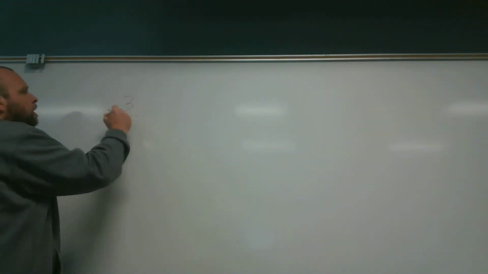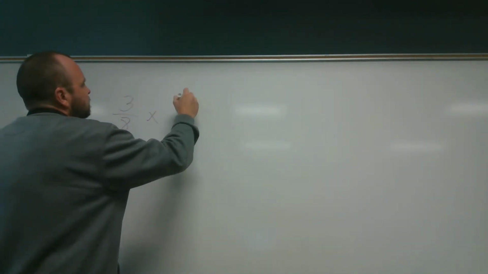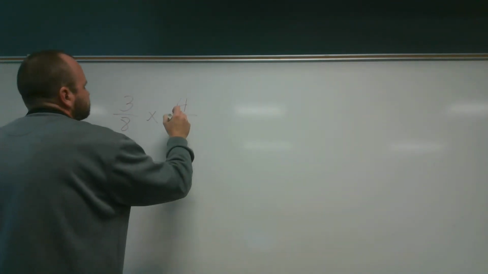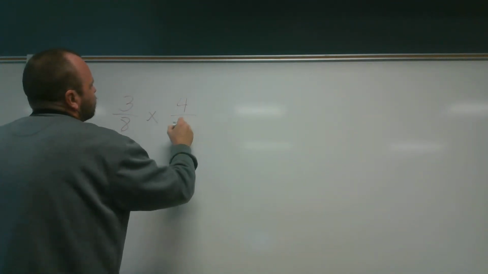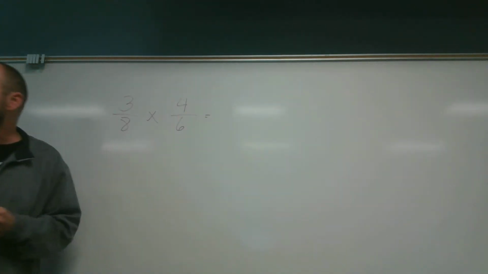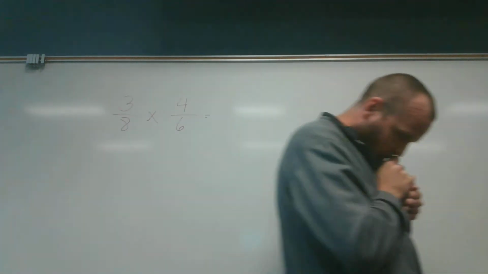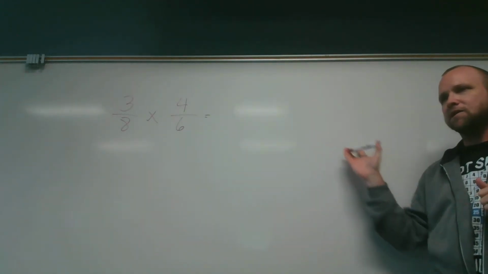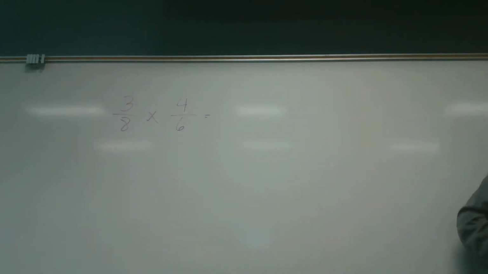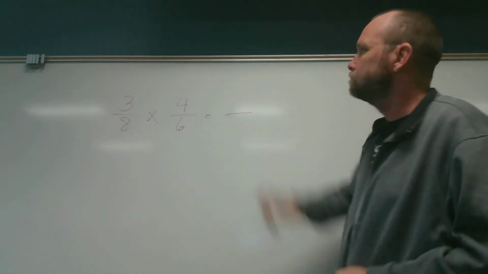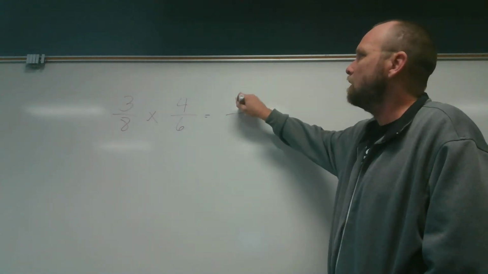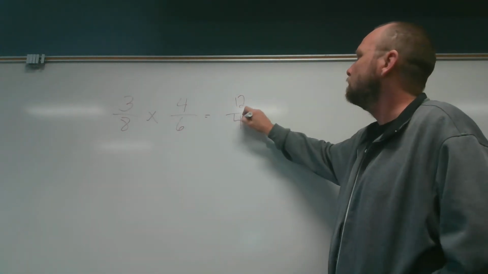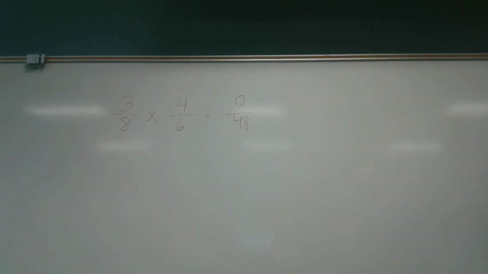Let's take 3/8 times 4/6. And what is your question, Nathan? Oh, what if you had a remainder? Then it would be a mixed number. Your remainder would be your numerator, and your denominator would stay the same. We just turn it into a mixed number the way we have. All right, good question. Nathan, help me out here. What's my numerator? 12. And my denominator? 48. 12/48. Awesome job.